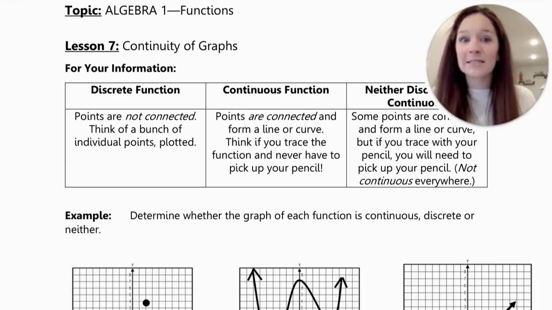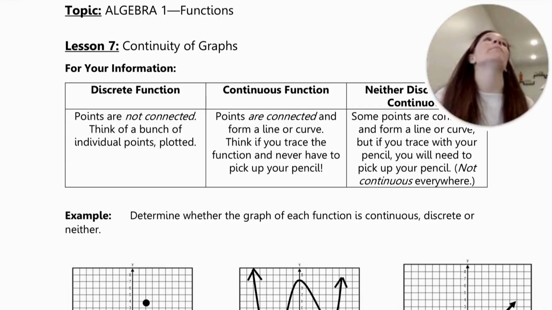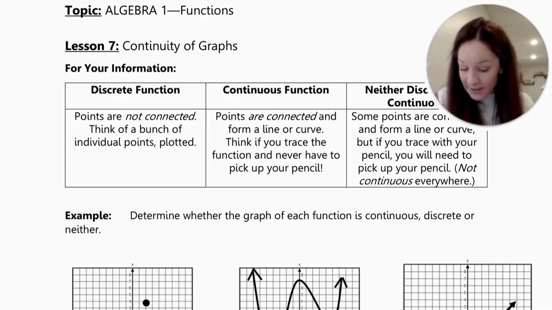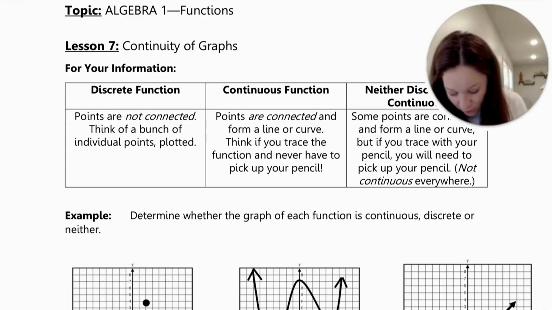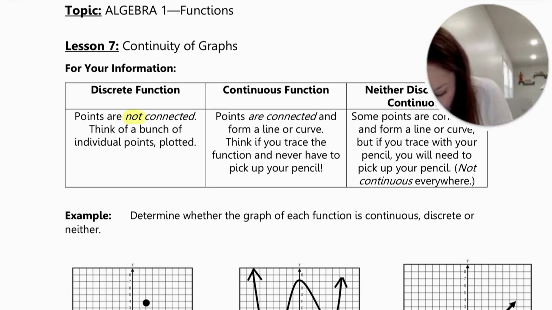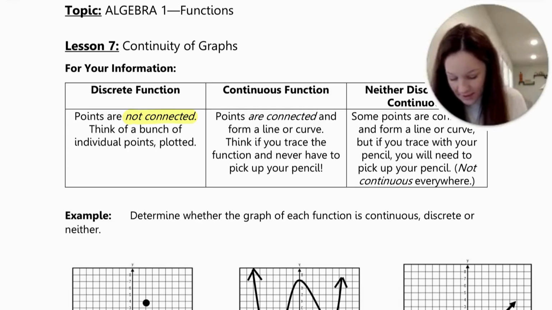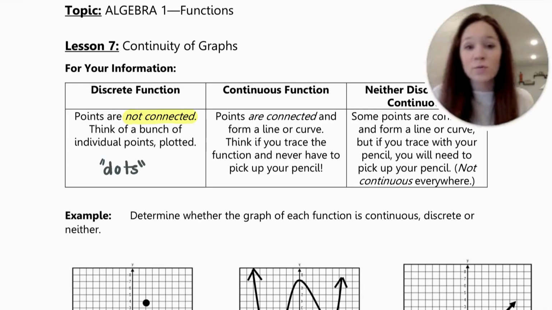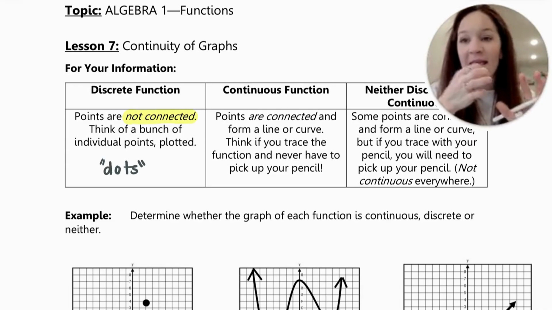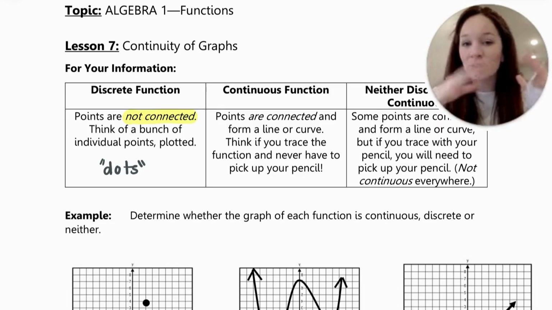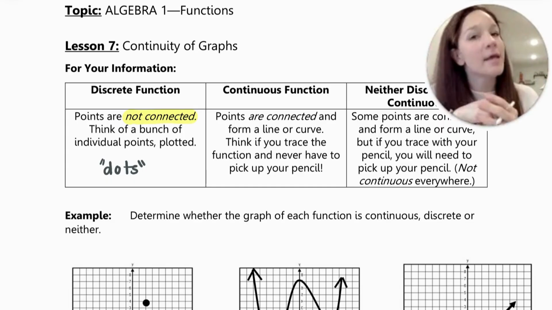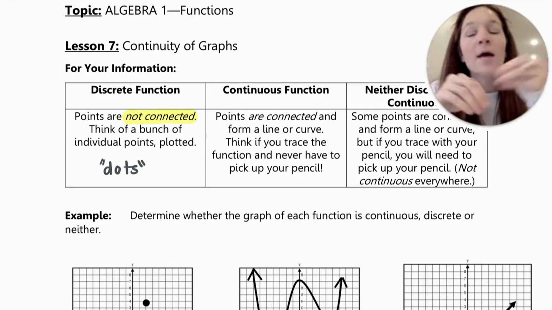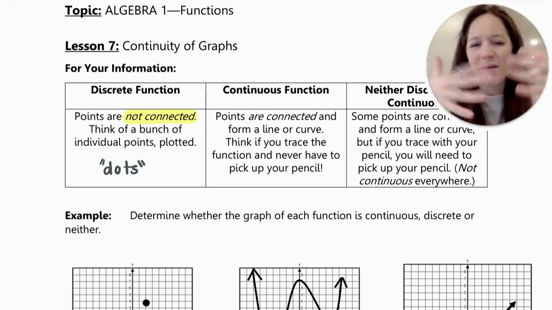The first is discrete. How I remember discrete is I tell my kids: dots, ordered pairs. Discrete is basically a bunch of singular points that are not connected. So I think discrete, dots. We're looking at images of graphs, and if you ever see a graph that is a bunch of points just plotted, it is a discrete function, meaning individual points, and you cannot connect the points because a fraction does not exist.